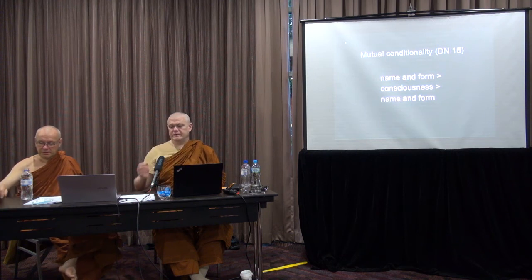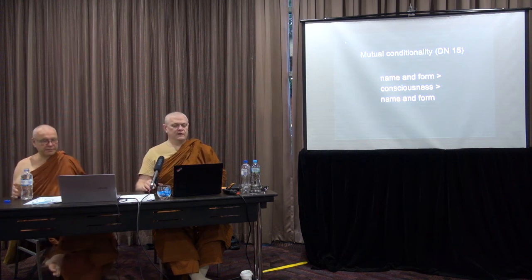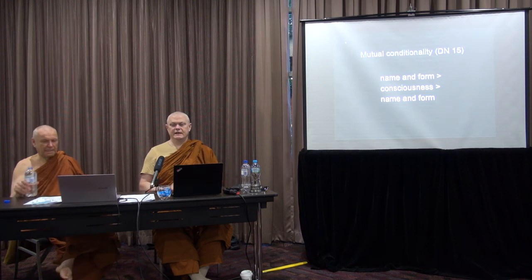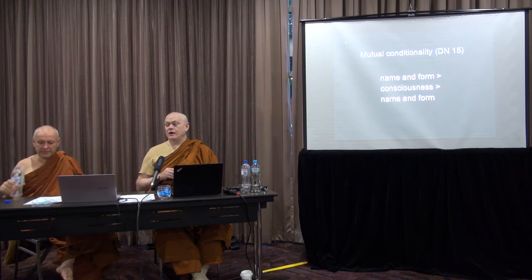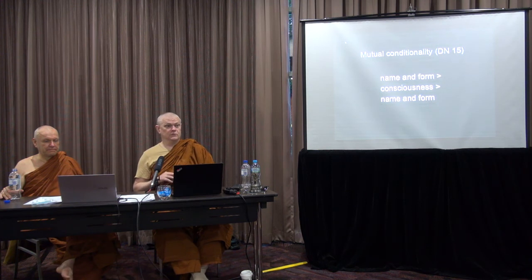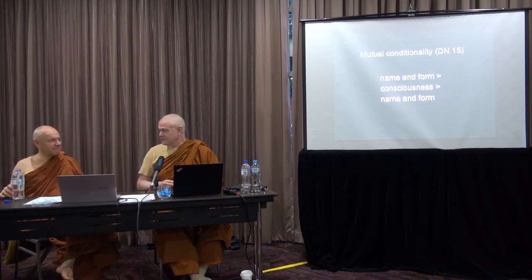So in the standard dependent origination, we have more or less a linear sequence. One thing conditions another thing, which conditions another thing, like a row of dominoes or a Rube Goldberg machine, where you tip the ball and it rolls down and over something, a tap turns on, and then a squirrel runs out of the hole.